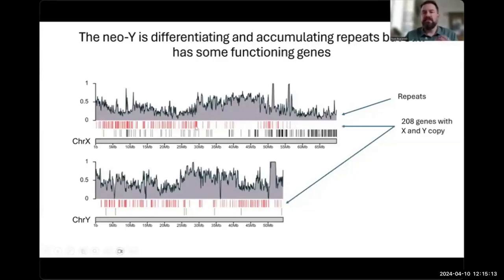So these are genes that are still conserved across the neo-X and the neo-Y. And then in black here are just the genes where there's only an X copy. So meaning that we can find some genes that are still shared between the neo-X and the neo-Y, but then there's also a bunch of genes where we cannot find the Y version.